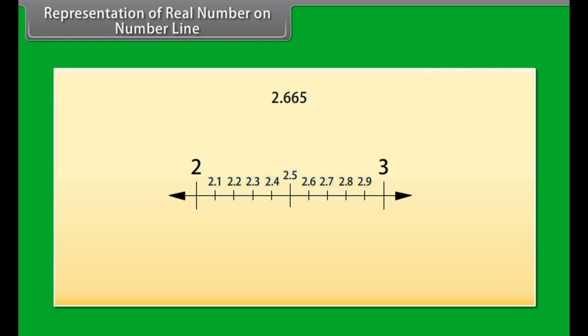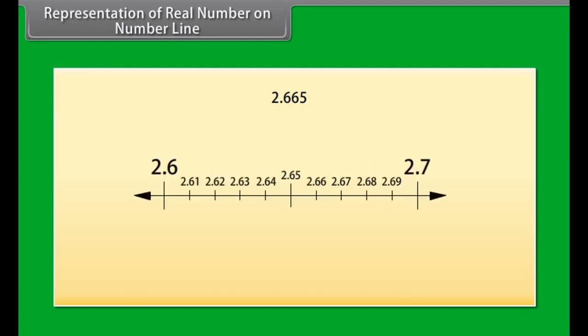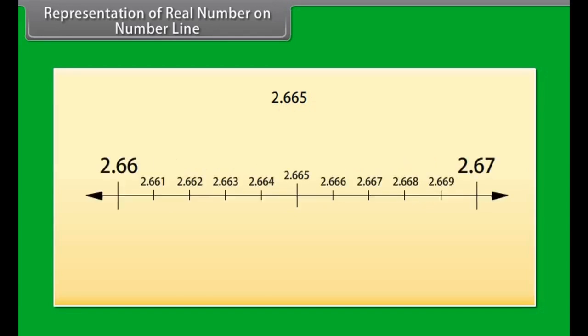Here 2.665 lies between 2.6 and 2.7. Now focus on the portion between 2.6 and 2.7. Divide this again into 10 equal parts. The first part represents 2.61, the next 2.62, and so on. Again, 2.665 lies between 2.66 and 2.67.